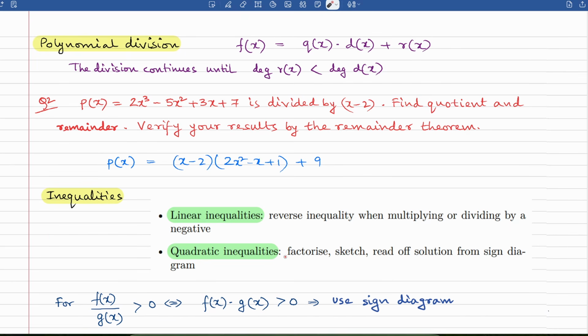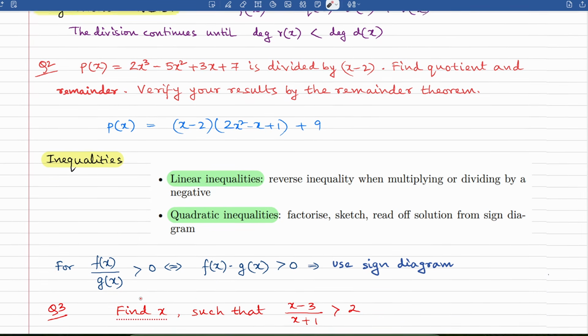For quadratic inequalities, factorize, sketch the number line, and read the solution from the sign diagram. If there are rational functions, f(x) by g(x) greater than 0, this implies f(x) times g(x) is greater than 0, so use the sign diagram. Do not cross multiply this g(x) and eliminate it. That's not going to give you the correct answer. Try this question.